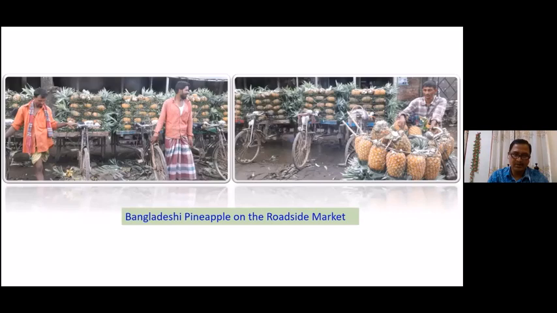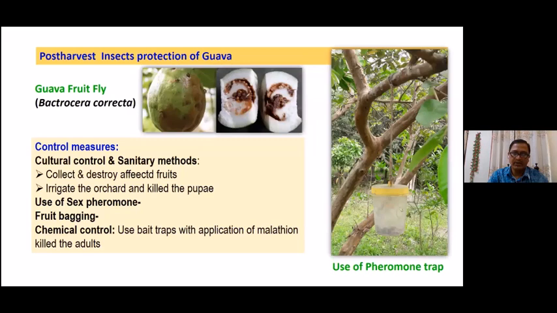As I said, this is a commercial fruit in Bangladesh. Then we can go for another important commercial crop, guava. And this guava is also infected by an insect, the guava fruit fly. This is a more damaging insect. And these insects need to be controlled at the early stage, I mean during the fruit development, fruit growth stage. And that can be controlled in various ways. Cultural control as well as sanitary methods can be used to control them.